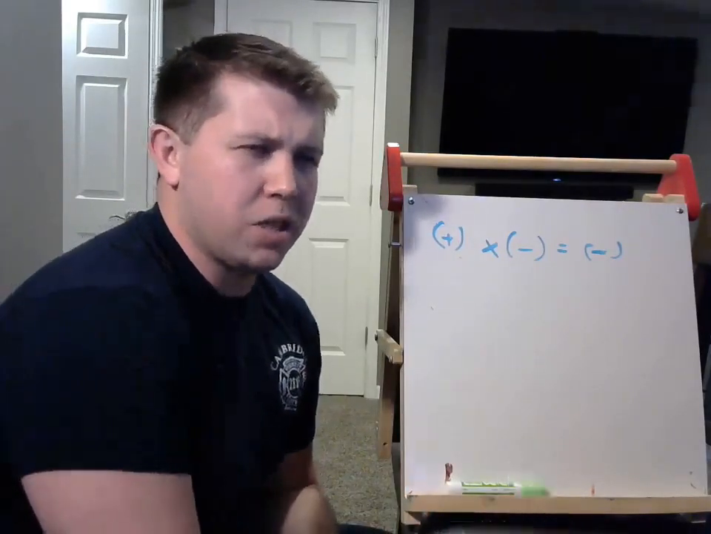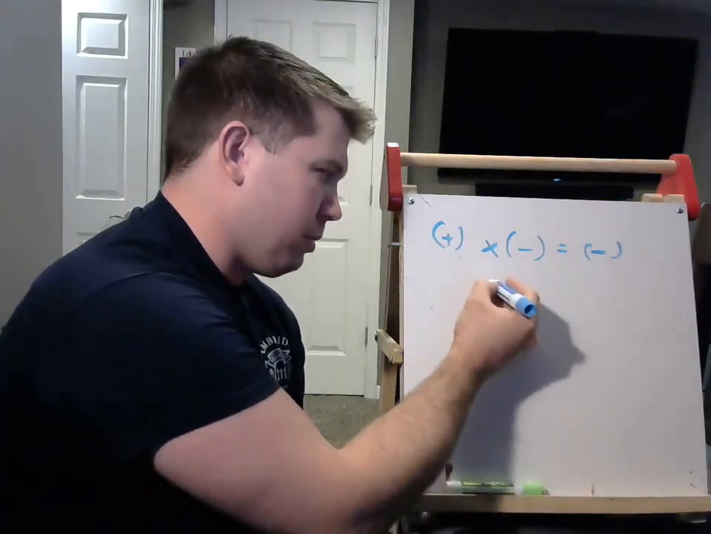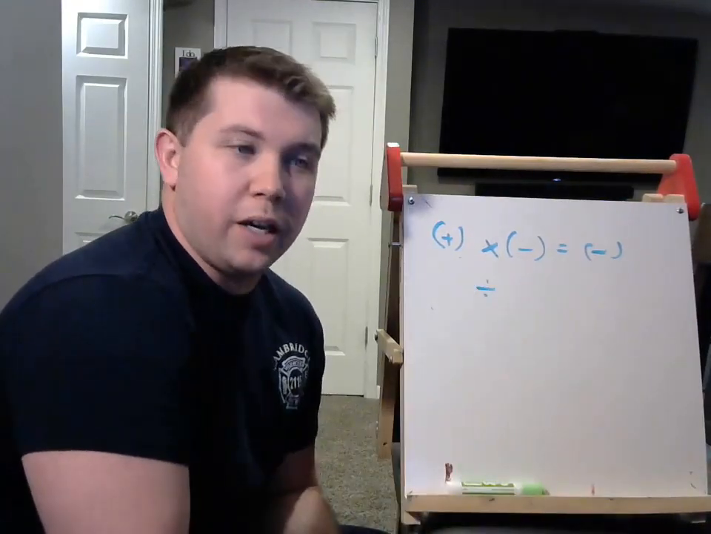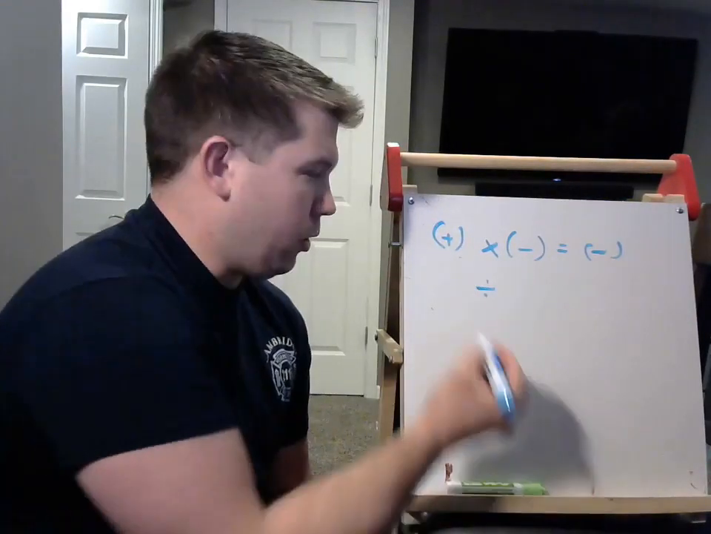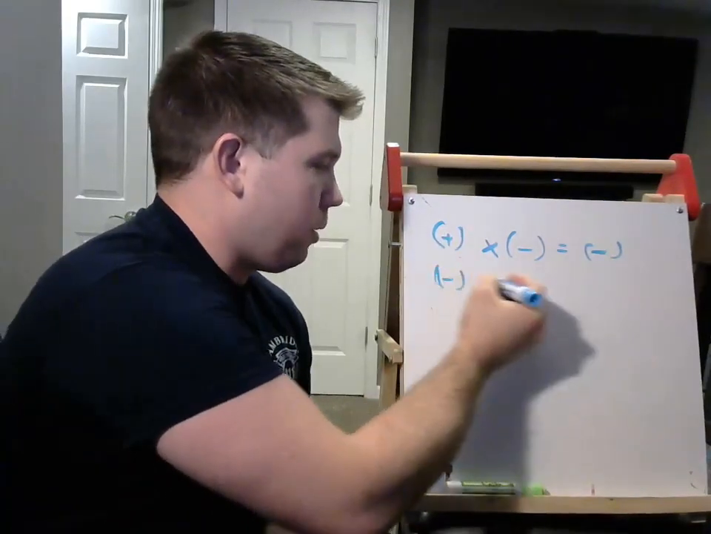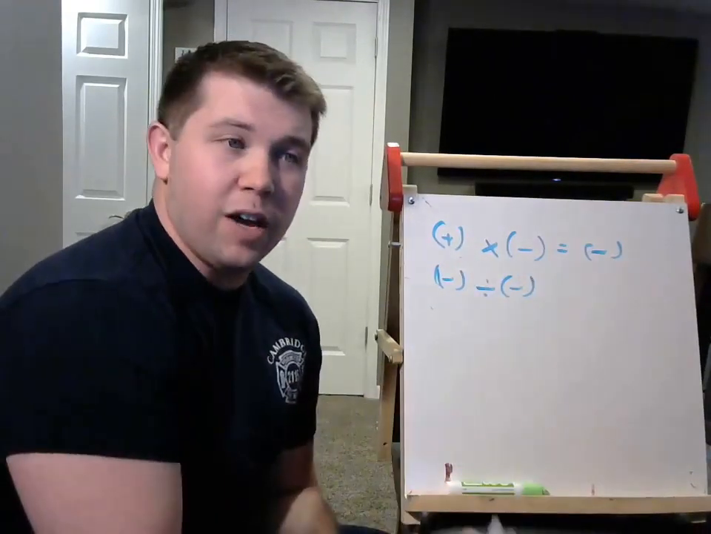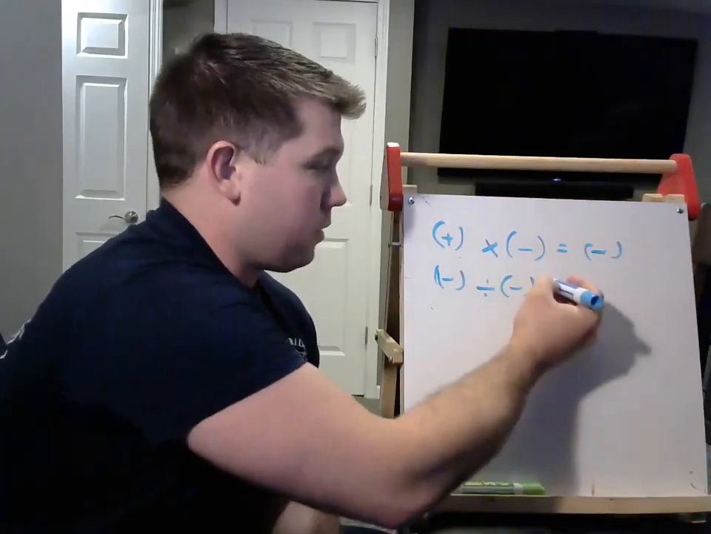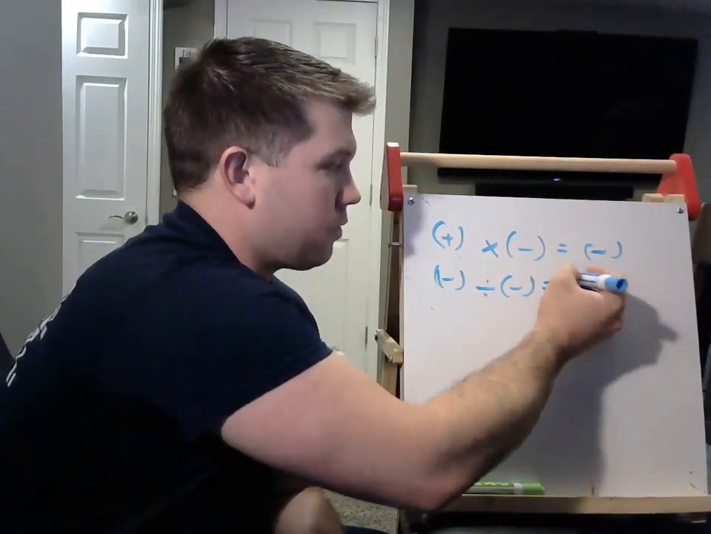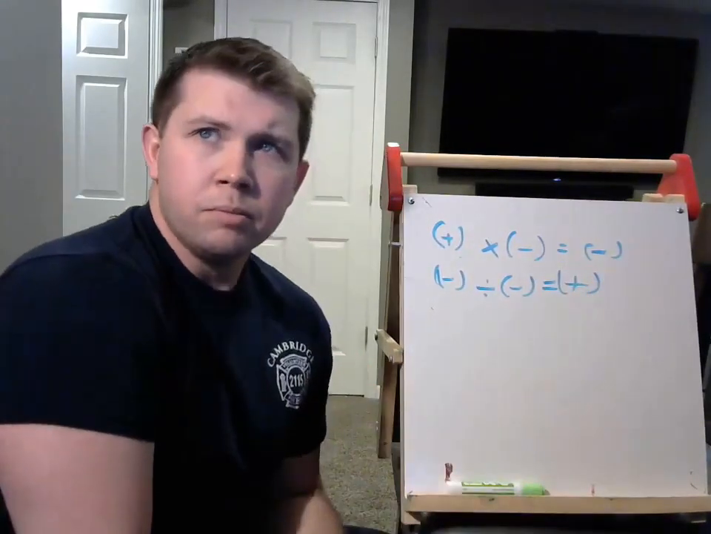So the next one says the quotient. Okay, so quotient means I'm dividing of two negative numbers. So it doesn't matter what order. Two negative numbers. And we know that a negative divided by a negative is always going to give us a positive answer. So that one is going to be positive. So if you put positive down, you were correct.